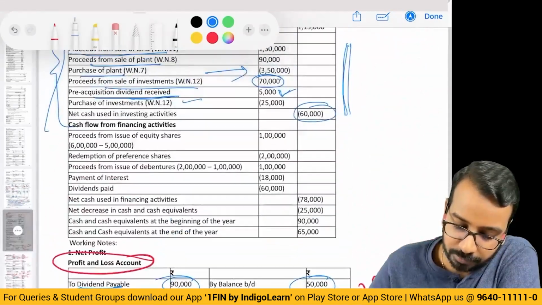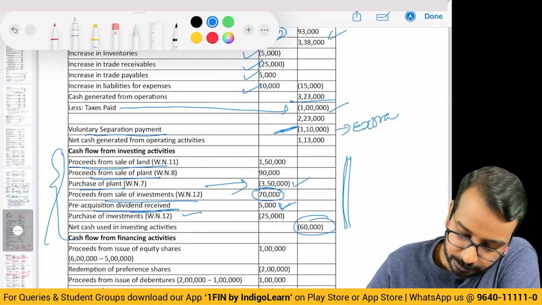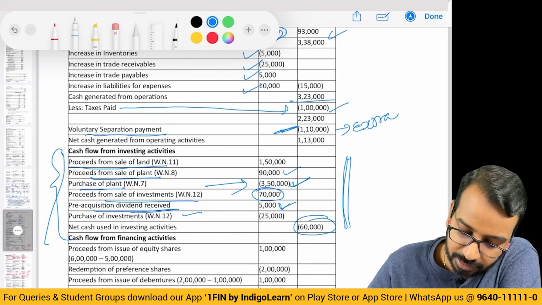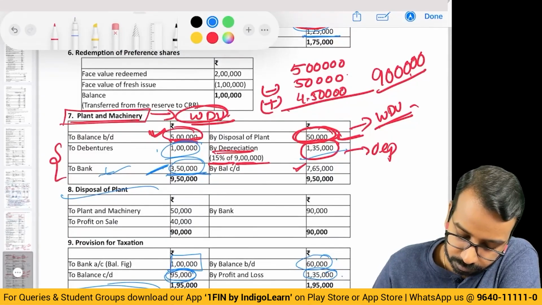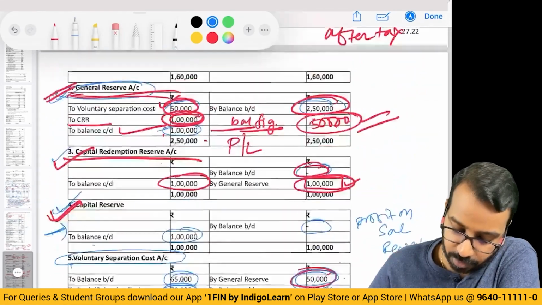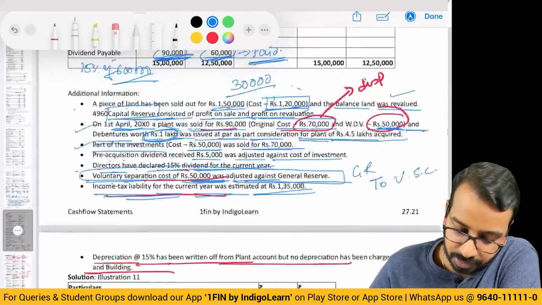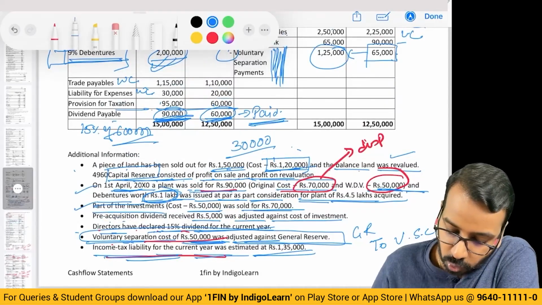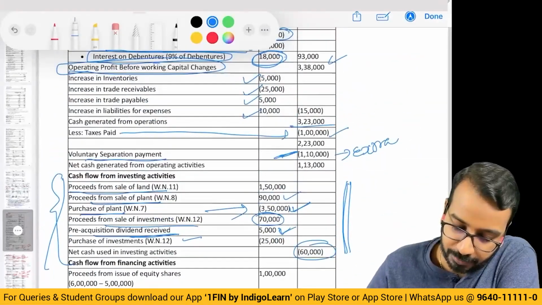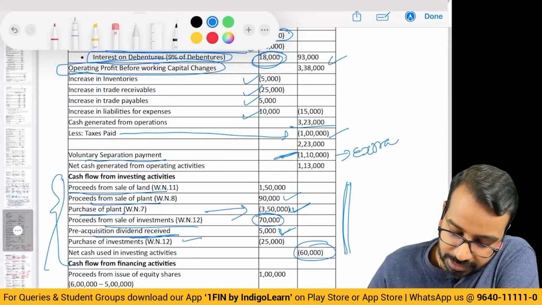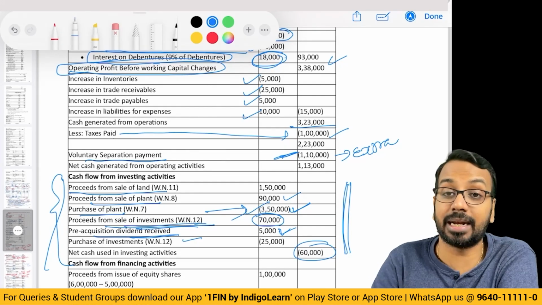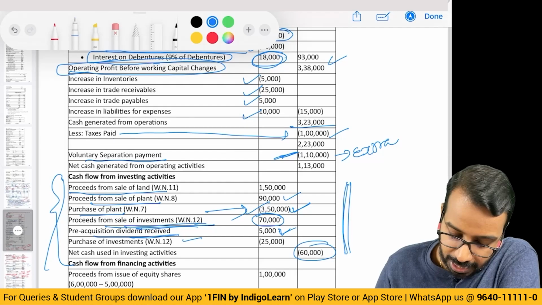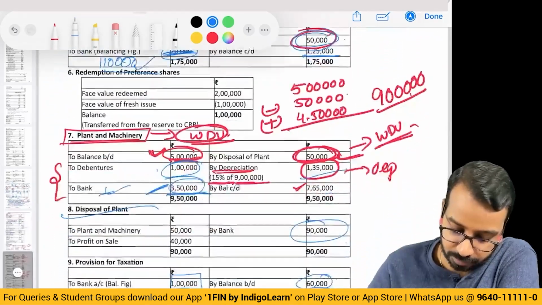That will go as a fresh purchase. Proceeds from sale of land 90,000. This is directly given to us. We can derive it here in the first working note. Sold for 90,000, right? Then purchase of plant, we have already done it. Proceeds on sale of investment, again it has directly told us that this is the sale of investment. And purchase of investment, you can prepare the investment account.